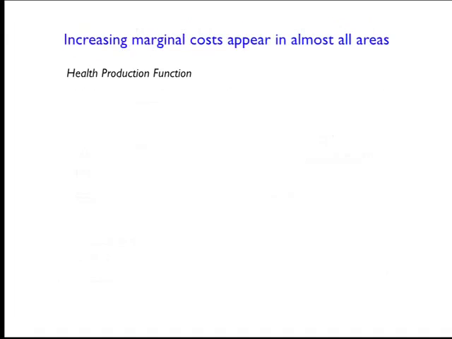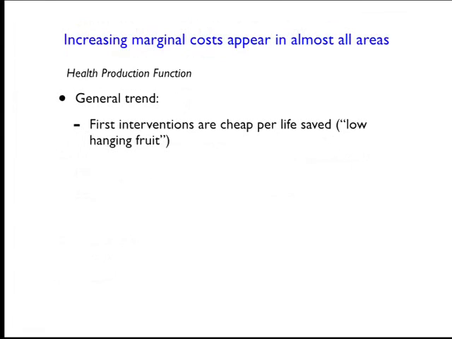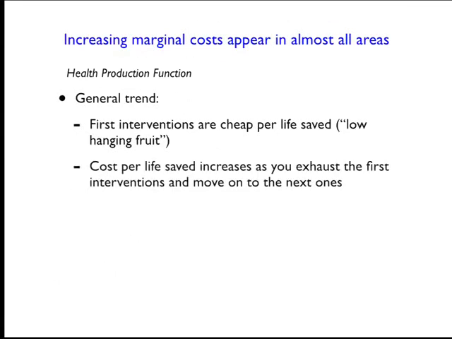Furthermore, you can see that there's basically increasing marginal costs in almost all areas. The first interventions in a given category tend to be very cheap per life saved. You can think of those as the low-hanging fruit. And then the cost per life saved increases as you exhaust those low-hanging fruit and move on to the next ones. There were a couple of examples I thought were particularly instructive of this, so I've pulled them out here.